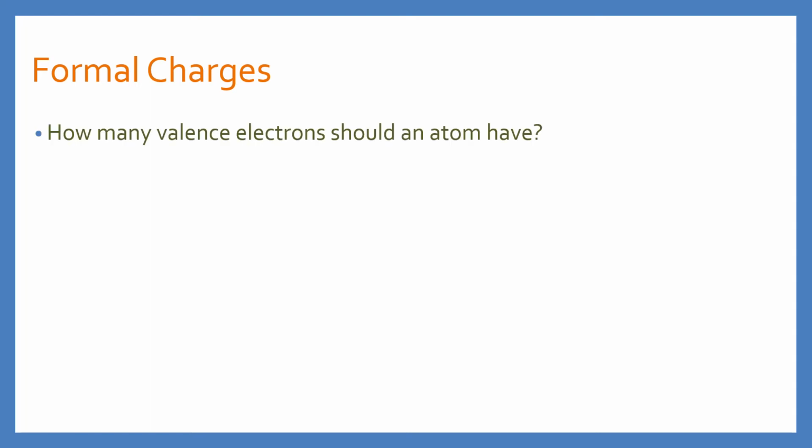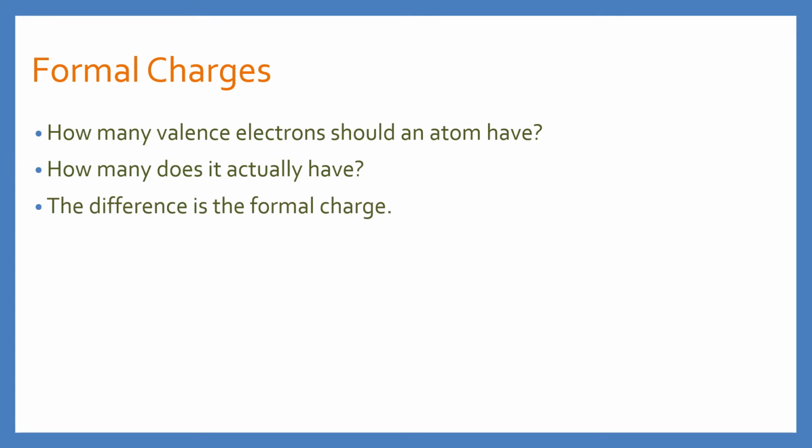Okay, let's talk about formal charges. Formal charges are actually very easy to calculate. Once you get really familiar with the periodic table and you've worked a lot of them, it'll actually come to you pretty quickly without even having to do a calculation. But in order to calculate it, you have to first ask yourself how many valence electrons should an atom have? When you look at that atom on the periodic table, how many valence electrons does the periodic table say it comes with? How many electrons does it actually have in the molecule? The difference between those 2 numbers is the formal charge.